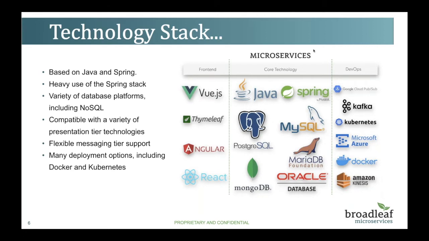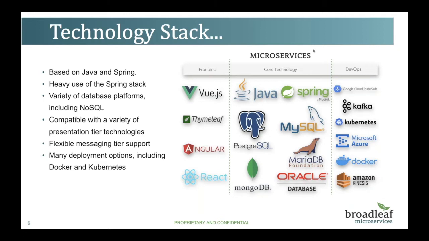More traditional server-side page rendering technologies like Thymeleaf also continue to be available and can also be used to interact with our APIs. We have flexible support for a variety of message brokers through Spring Cloud Stream. Our reference implementation leverages Kafka out of the box, but it can be replaced with Google PubSub or Microsoft's and Amazon's offerings in this area.